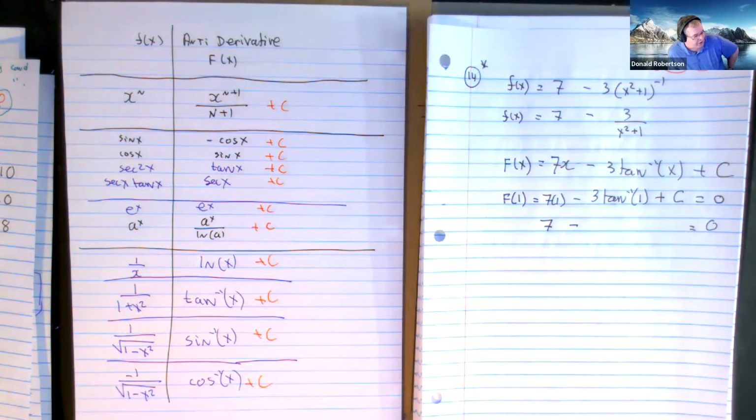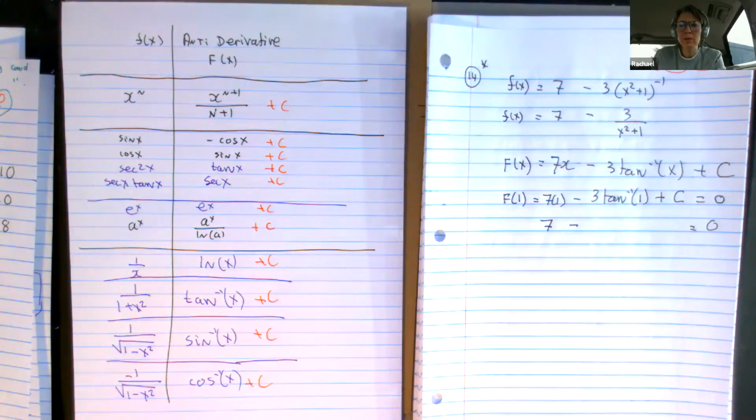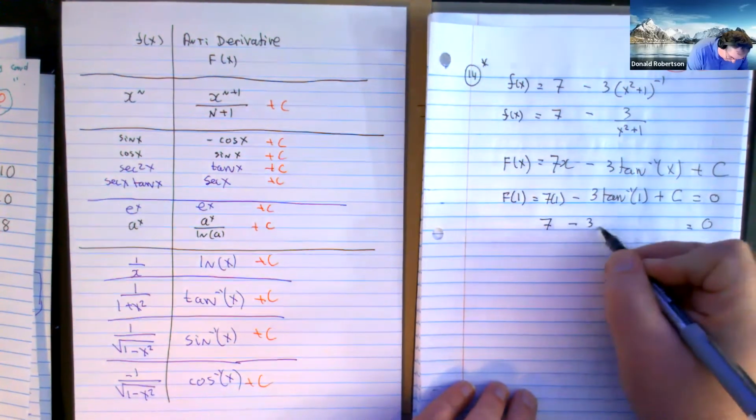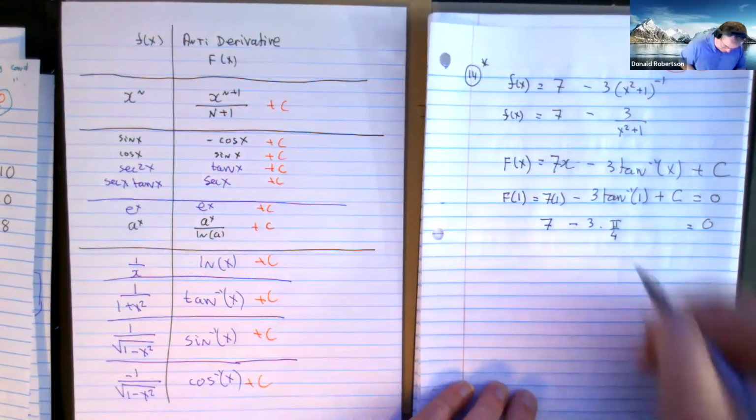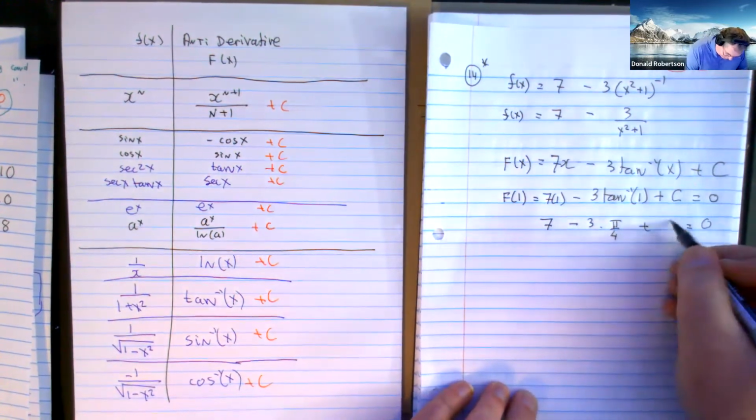In trig, you would be able to find, so it's a good idea to have a unit circle around. What is the inverse tan of 1? In other words, what angle gives you a tangent equal to 1? Pi over 4. Correct. So this is 3 lots of pi over 4 plus c.